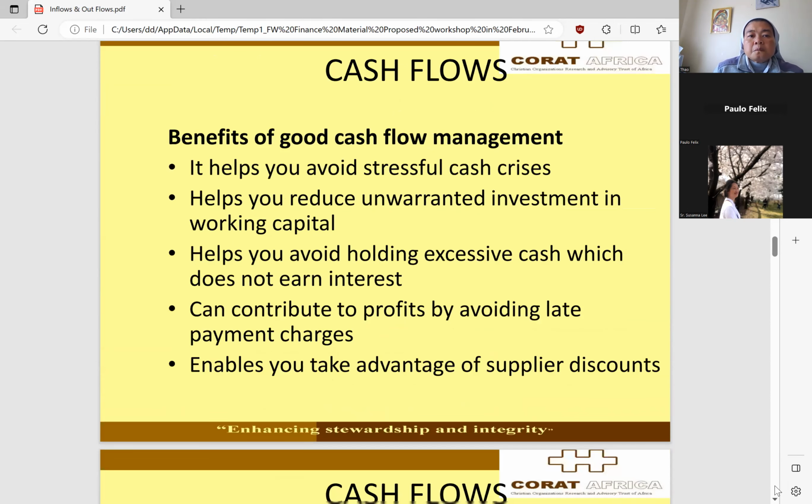The benefits of good cash flow management are that it helps you avoid stressful cash crises, helps you reduce unwarranted investments in working capital, and helps you avoid holding excessive cash which does not earn interest. When you have too much cash, you can open a savings account and earn interest, which is another sort of income. It can also contribute to profits by avoiding late payment charges and enables you to take advantage of suppliers' discounts.